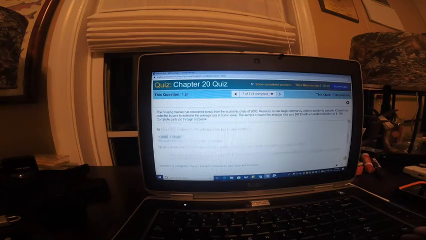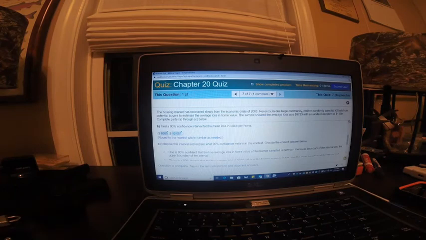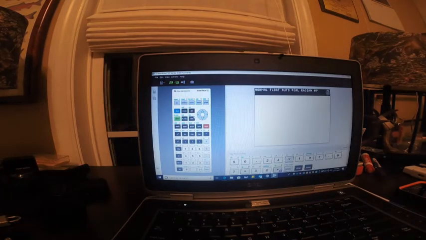Okay. B says find a 90% confidence interval for the mean loss in value per home. Okay, we can do this. All right, 42 bids, right? Sample showed 9,733, standard deviation of 1,339, but it doesn't give us the population standard deviation, so guess what? We're still going to use a t-test.